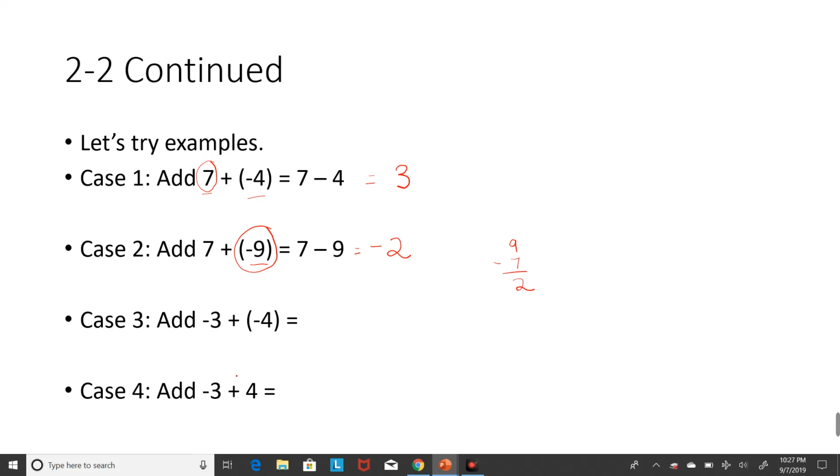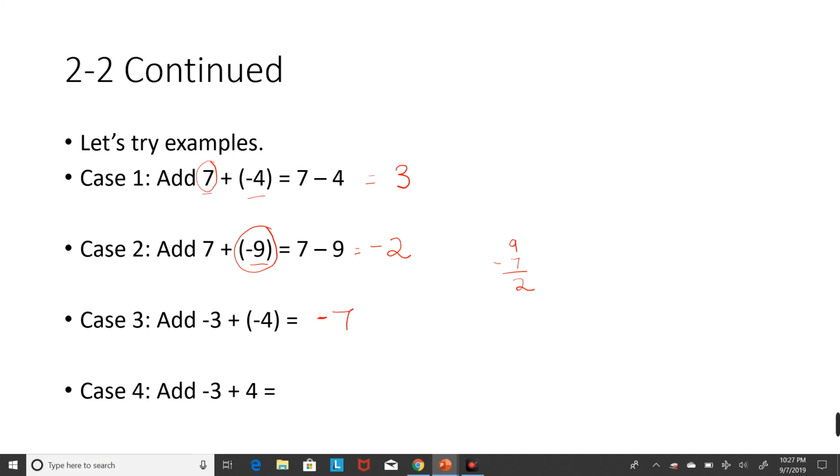Our third case is if we have 2 negative numbers. If you have 2 negative numbers, then you simply add them like you would add positive numbers. 3 plus 4 is 7, and you tack on a negative in front. -3 plus -4 is -7.